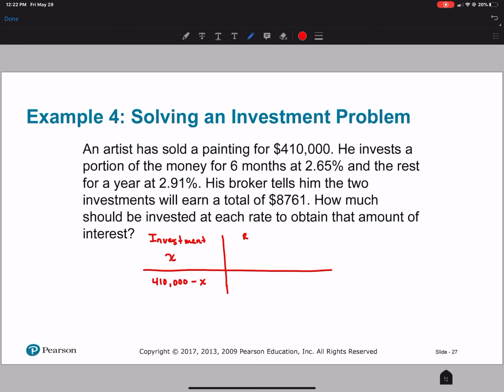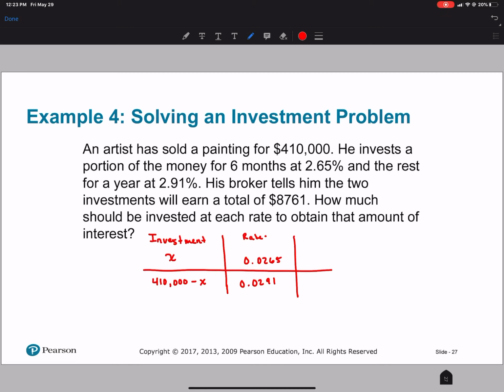We know that the rate of the first one was how much? 2.65. Now, me personally, I like to go ahead and write this in its decimal form. So I'm going to go ahead and write it in its decimal form. So it's going to be what? 0.0265. And we know the second one was 0.029.